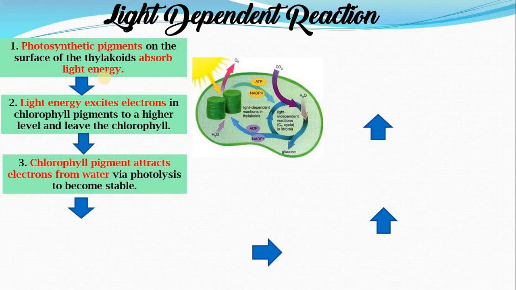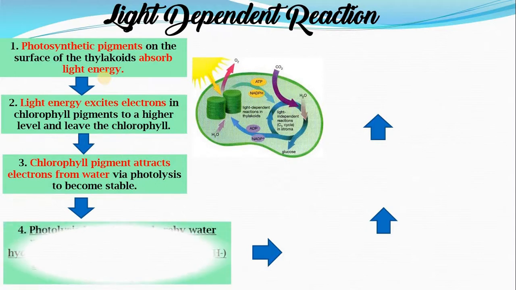Number 3, the chlorophyll pigment attracts electrons from the water. Why does the chlorophyll pigment attract electrons from the water? Because the electrons just now left the chlorophyll and caused the chlorophyll pigment to become positively charged, right? So to become stable, the chlorophyll pigment attracts electrons from the water via photolysis. So what is photolysis?